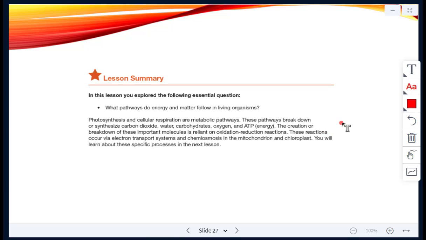All right, so just in summary for today's lesson, photosynthesis and cellular respiration are metabolic pathways. These pathways break down or synthesize carbon dioxide, water, carbohydrates, oxygen, and ATP. The creation or breakdown of these important molecules is reliant on oxidation reduction reactions, also called redox reactions. We're going to learn about the electron transport systems and chemiosmosis, but we talked about how these reactions are occurring in the mitochondrion and in the chloroplast.